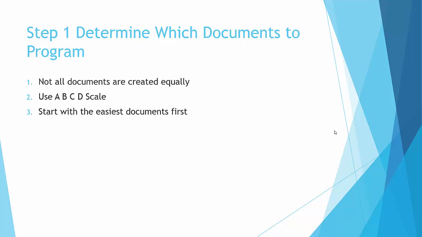Not all documents are created equally. There are some documents that you're using every day, every week, and some that you're using once a year. What we recommend is an ABCD scale that helps you evaluate which documents you're using. As a rule of thumb, A documents are those that you're using every day or weekly. B, you're using them a few times a month. C, you're using them quarterly. And D, you're using them maybe once a year or not even that. This helps you rate your documents so you know where to start.